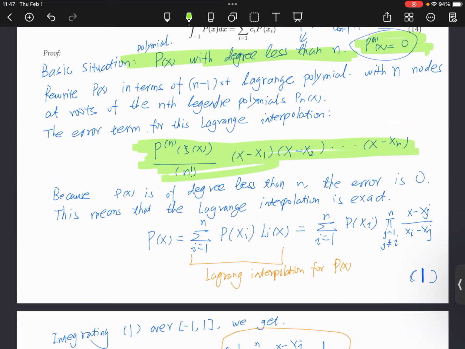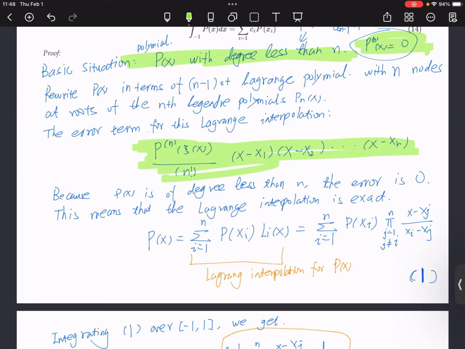Lagrange interpolation is used to approximate something, right? To approximate the function f(x). But here, because the error term looks like this, and the n-th derivative here is 0, if we rewrite the expression with the Lagrange interpolation, we can use the equal sign instead of the approximation sign. So we have the equal sign here, and the Lagrange interpolation formula looks like this: p(x_i), the function evaluated at x_i, and this is the Lagrange polynomial basis function.